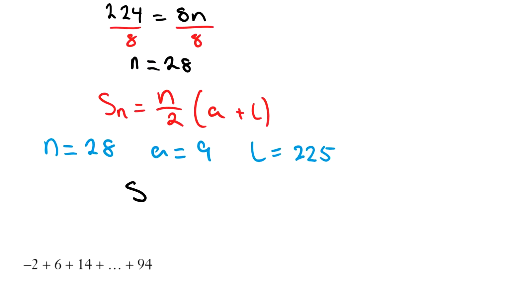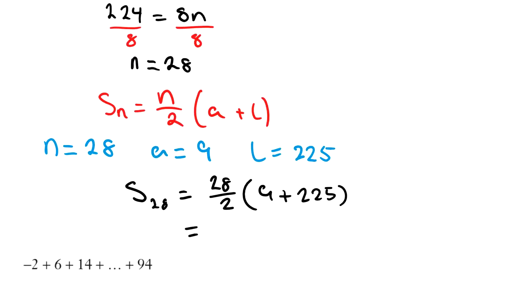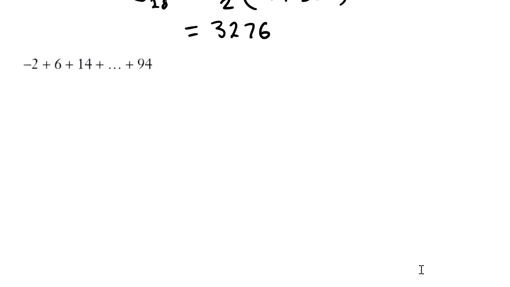So S28 is going to be 28 divided by 2 times 9 plus 225, which is 3,276.